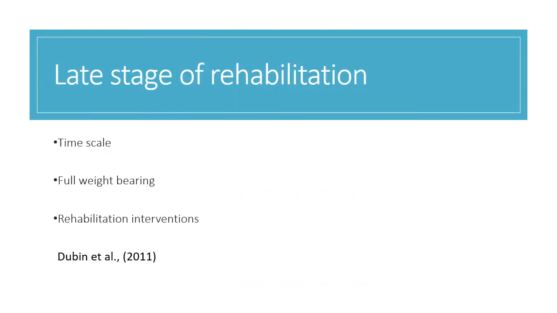For the late stage of rehabilitation, also known as the remodeling phase of ligament healing, Dubin et al. describe this stage as beginning from day 15 post-injury until around day 28. This stage entails new collagen fibres aligning themselves longitudinally and cross-linking.